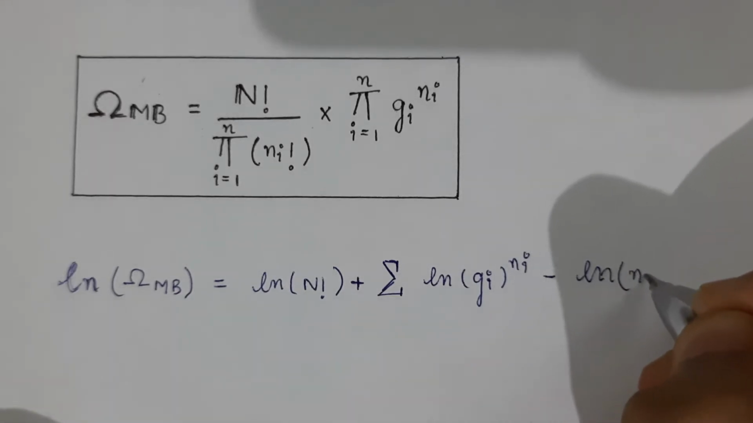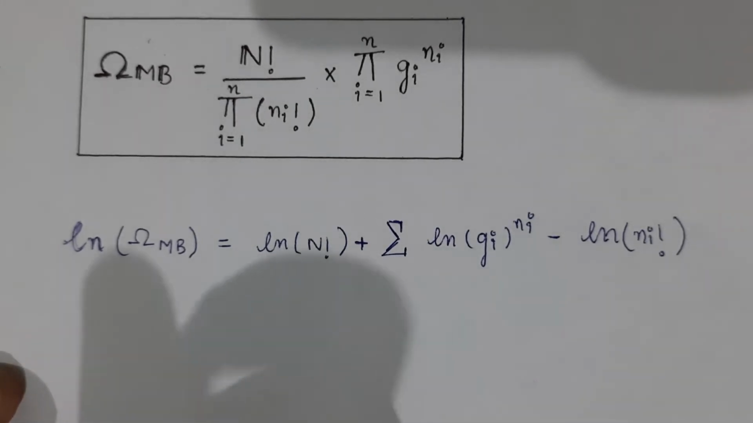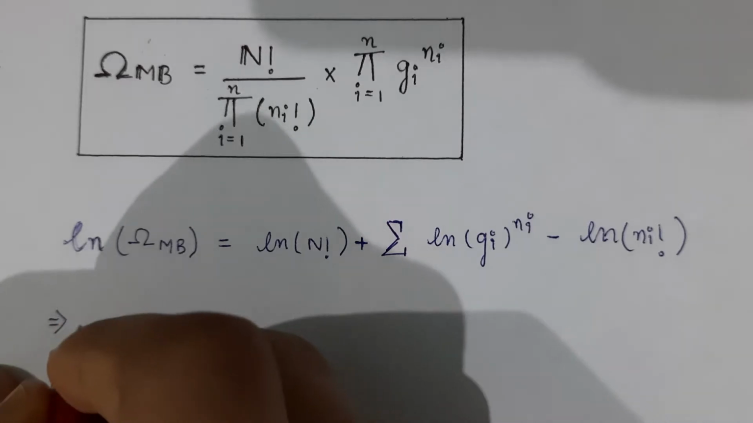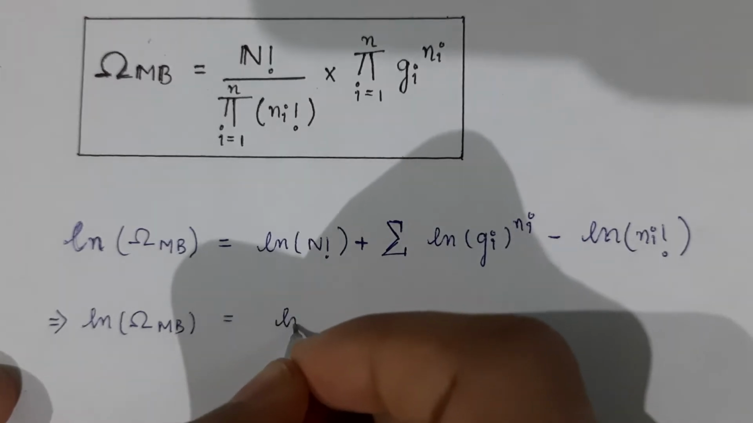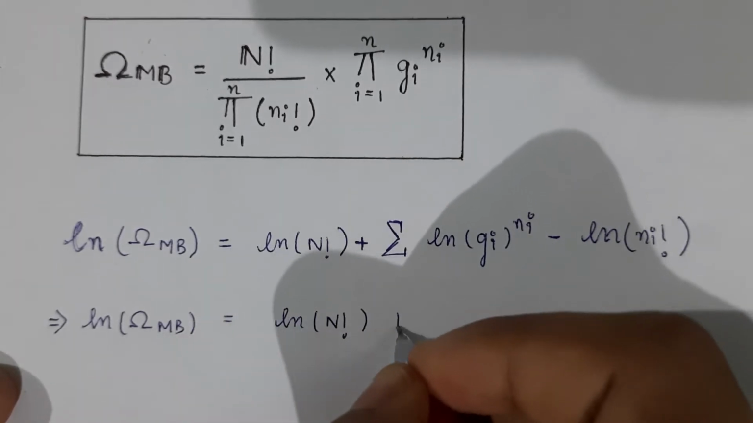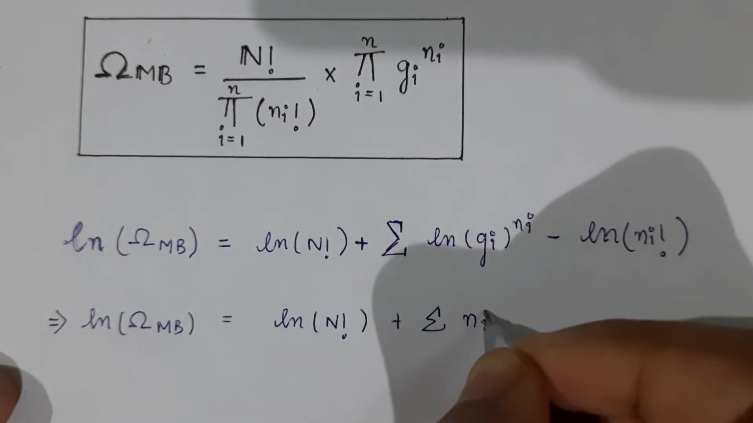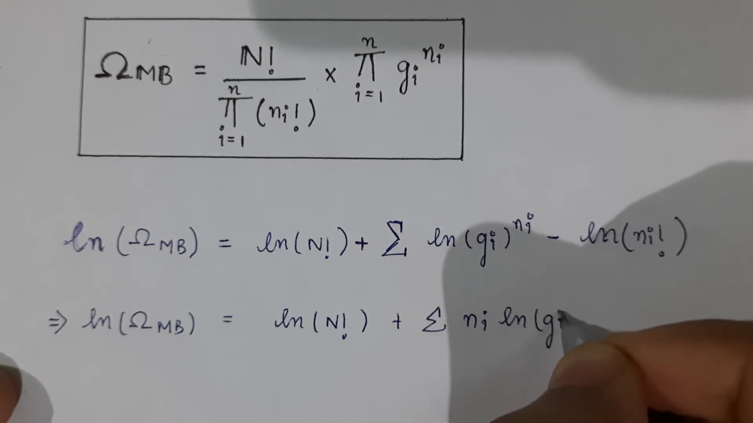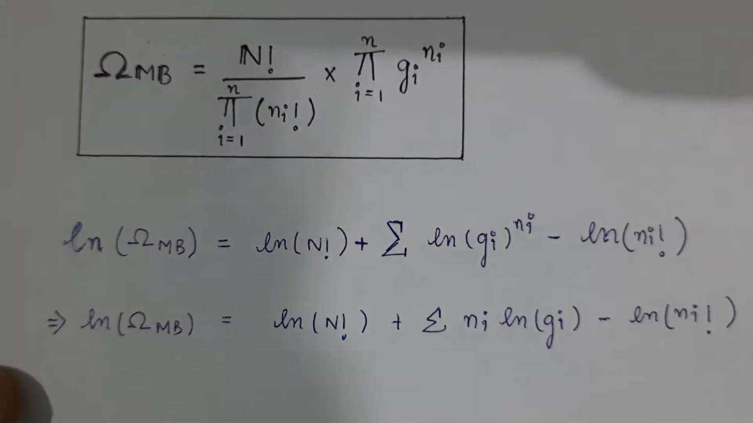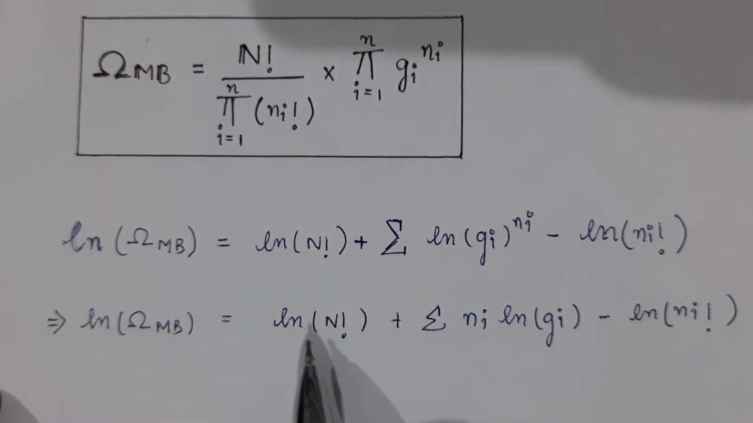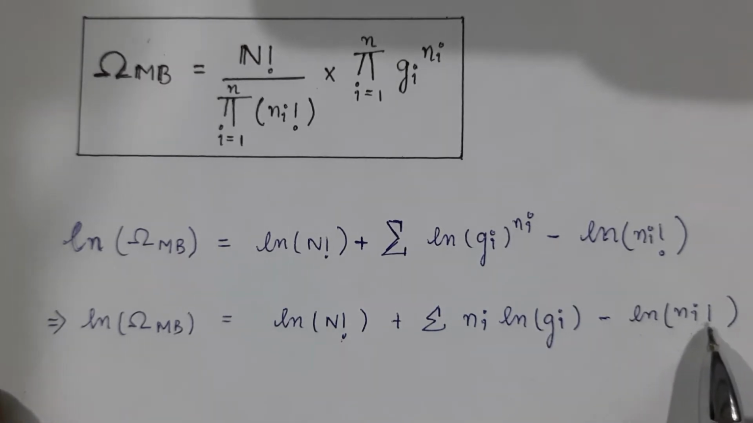Proceeding ahead, I will rearrange this expression one more time. Ln of the Maxwell-Boltzmann representative factor equals ln of n factorial plus the summation of ni ln of gi, since ni comes in front of the ln, minus ln of ni factorial. Here we see the ln of n factorial form, and here also we get the ln of ni factorial form.